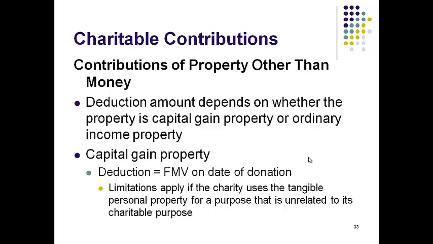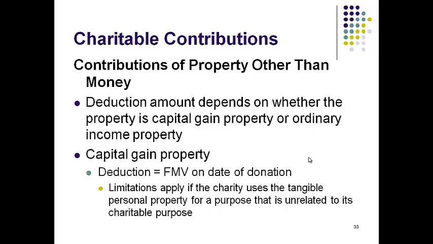So when we give capital gain property to a charity, our deduction in general, we're going to get pretty favorable tax treatment. We can take a deduction for the fair market value at the date that we make that donation. So when we're talking about something that we bought expecting it to be really valuable, if it has in fact appreciated in value, that deduction that we get for just giving it away to a qualified charity can be pretty sizable.